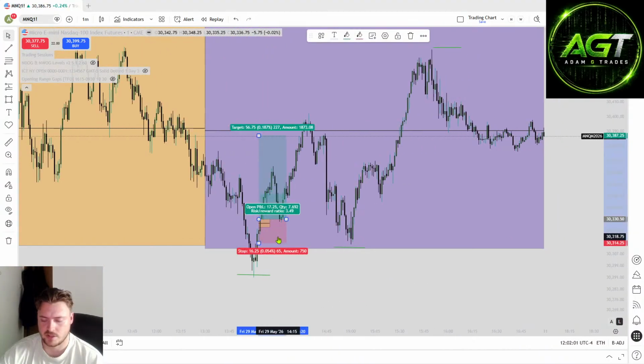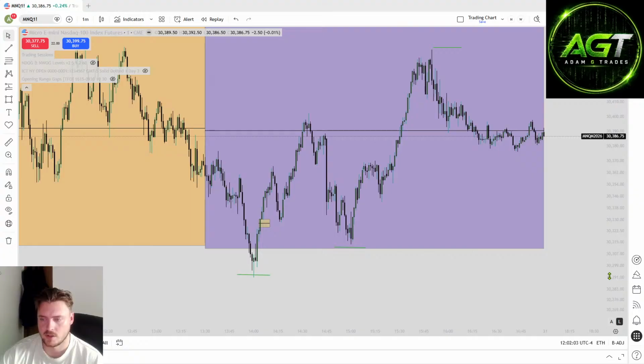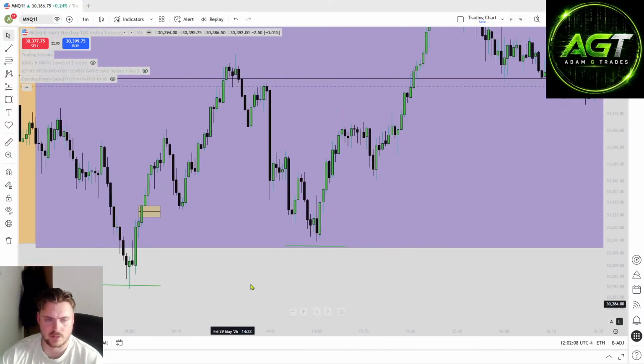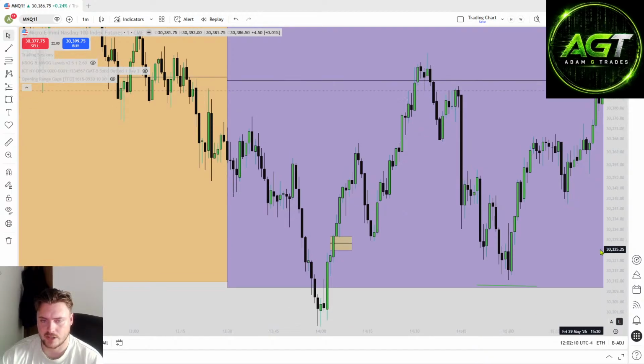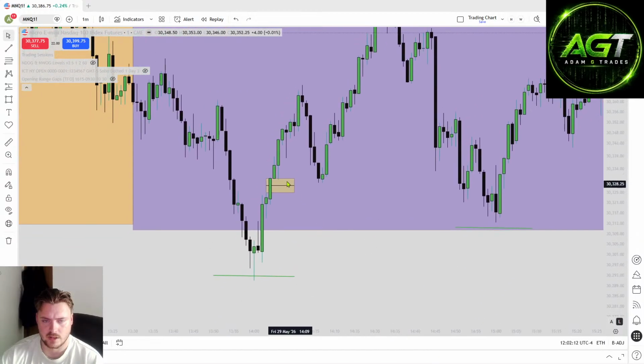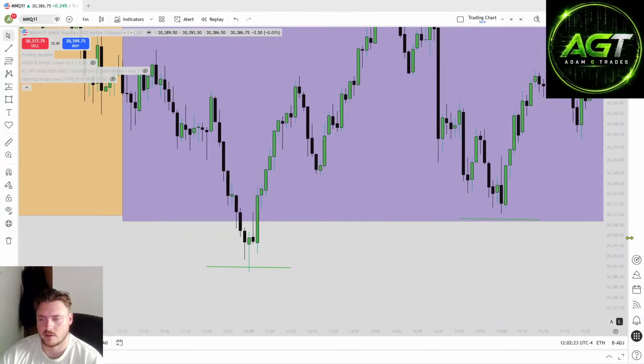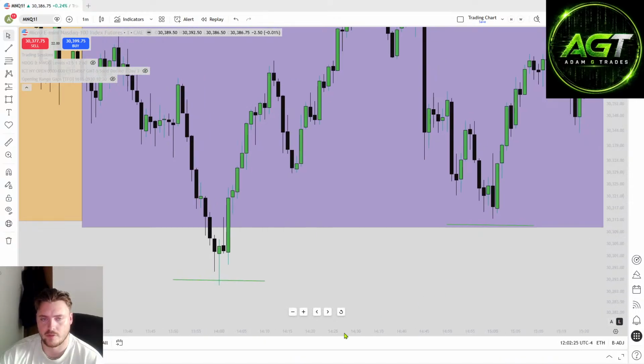So let me delete this for a second, I'll add it back on. So I'm going to introduce what a fair value gap is now. When we're talking about fair value gaps, I want to make this very clear to everyone. So I'm zooming in on my chart. What a fair value gap is, it takes three candles to form a fair value gap.